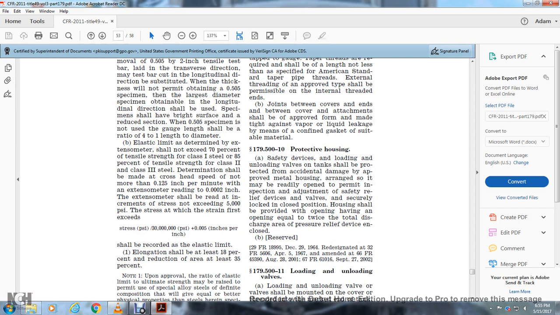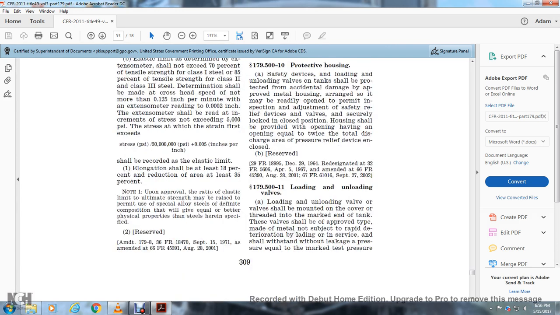179.510 Protective housing. Safety devices and loading and unloading devices on the tank shall be provided and protected from accidental damage by a metal housing arranged so that it may be readily opened to permit inspection and adjustment of the safety relief device, with the valve securely locked in closed position. Housing shall be provided in the closed position. Housing shall be provided with an opening equal to twice the total discharge area of the pressure relief device enclosed.